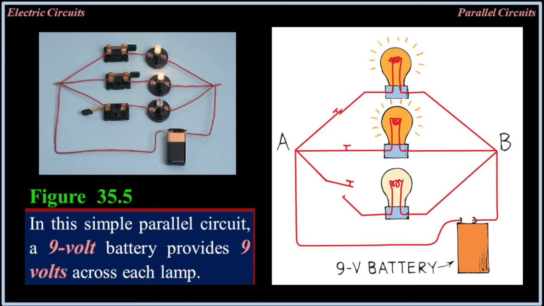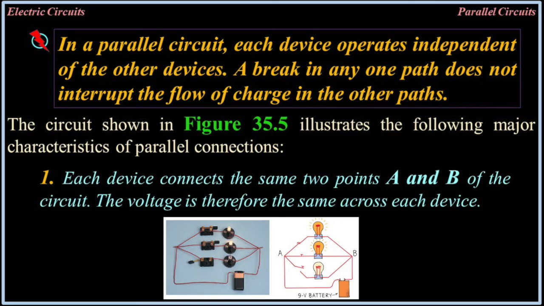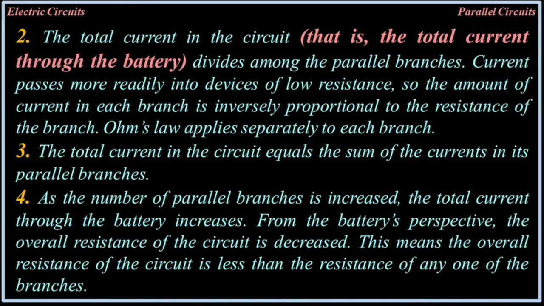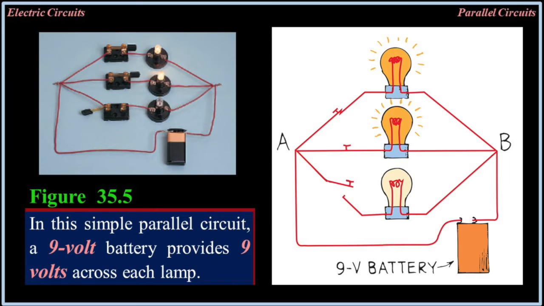The circuit shown in figure 35.5 illustrates the following major characteristics of parallel connections. 1. Each device connects the same 2 points, A and B, of the circuit. The voltage is therefore the same across each device. 2. The total current in the circuit, that is, the total current through the battery, divides among the parallel branches. Current passes more readily into devices of low resistance, so the amount of current in each branch is inversely proportional to the resistance of the branch. Ohm's law applies separately to each branch.